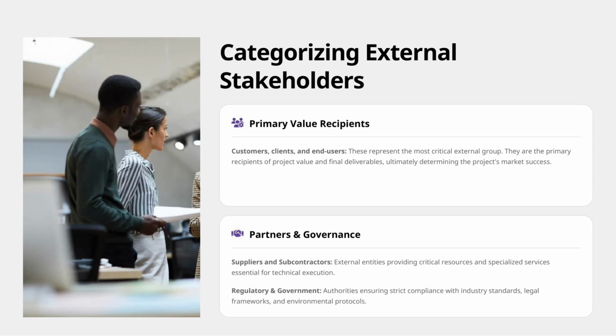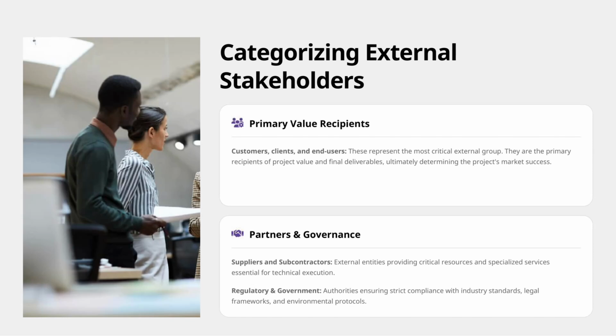External stakeholders include primary value recipients, such as customers and end users, partners like suppliers and subcontractors who provide execution resources, and regulatory bodies that ensure compliance. This slide highlights their differing motivations and the importance of treating external groups with tailored strategies to protect project value and legal alignment.